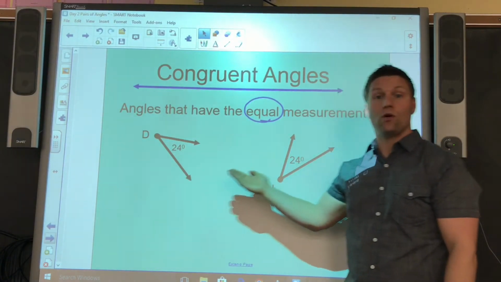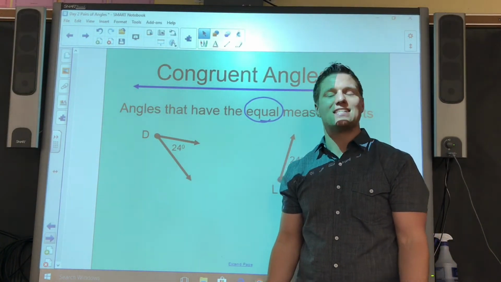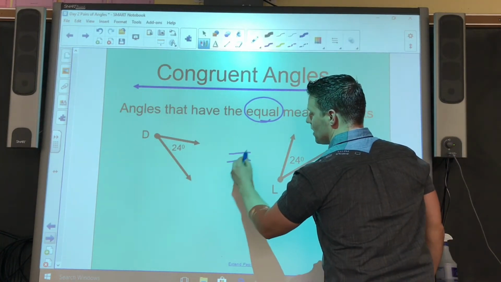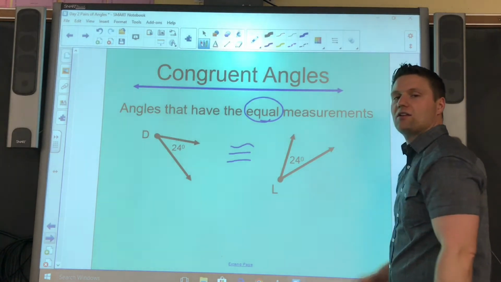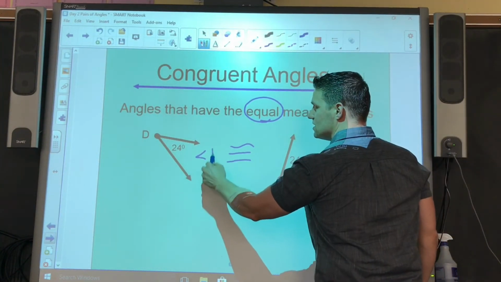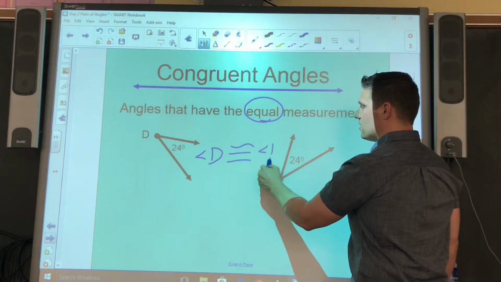They have an equal measure. We don't use the word equal when we're measuring angles. Instead, we say congruent. And there's a little sign that we use with them. It's an equal sign with a little tilde or a little squiggle line over it. And we can say angle D is congruent to angle L, all right?